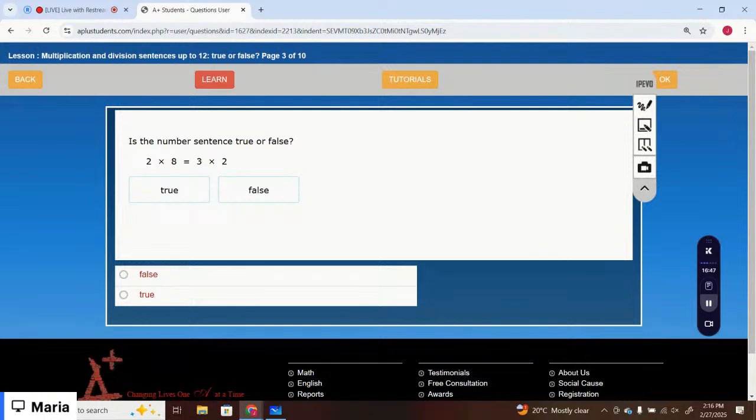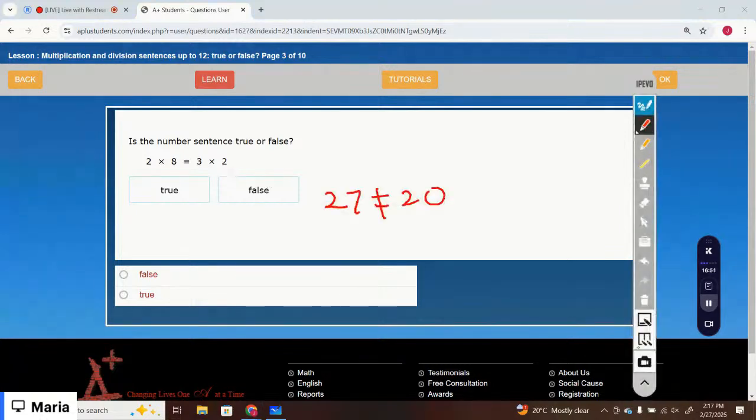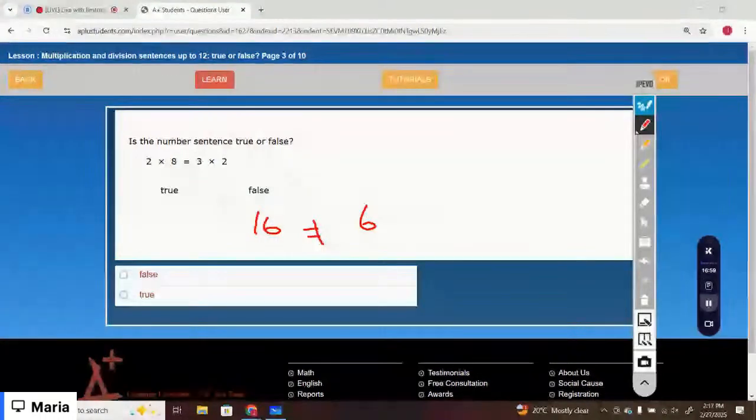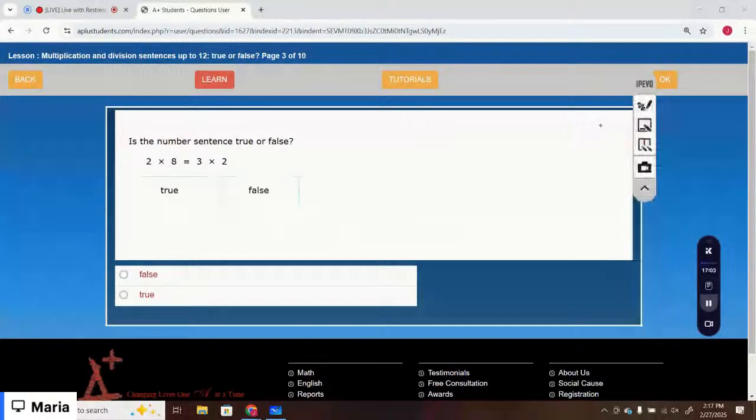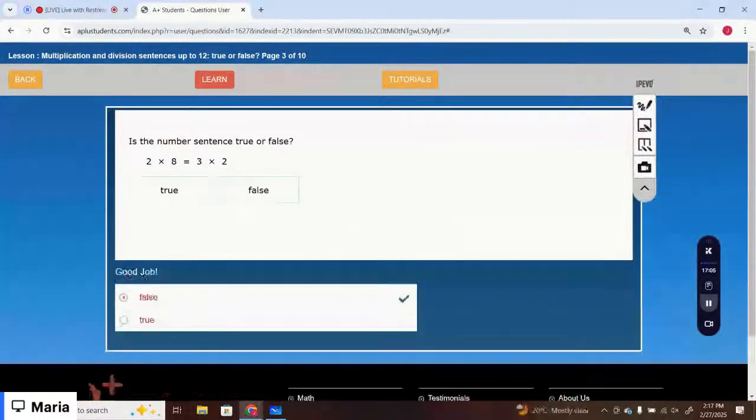Is the number sentence true or false? 8 times 2 and 3 times 2. 8 times 2 is 16 and 3 times 2 is 6. So they are not equal. So again, false it is. The correct option is false. Option number 1 is the correct option.